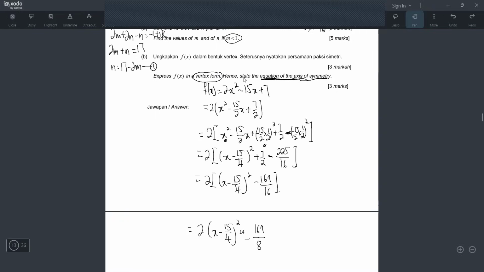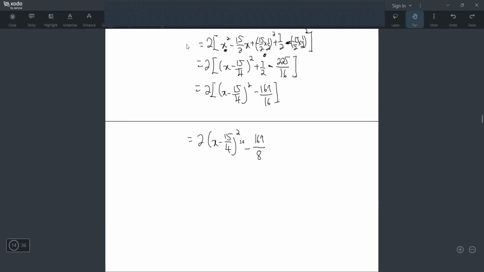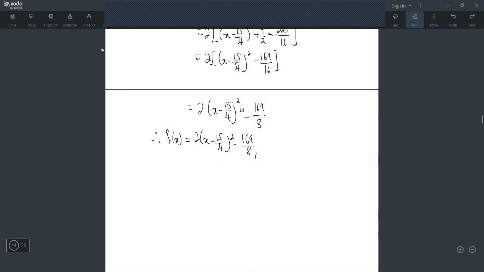Okay, vertex form. And then they say state the equation of axis of symmetry. So what do we write? The first part of the first answer is this: 2 times x minus 15 over 4 squared minus 169 over 8. And then the other answer is the axis of symmetry. So I think I should write equation of axis of symmetry.